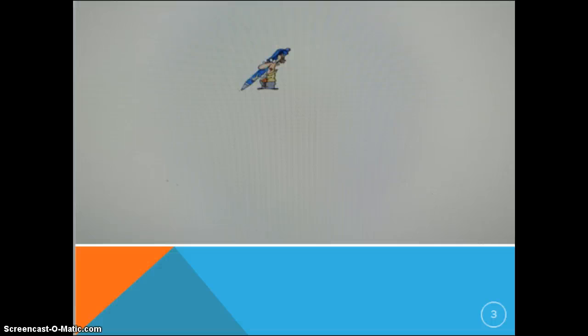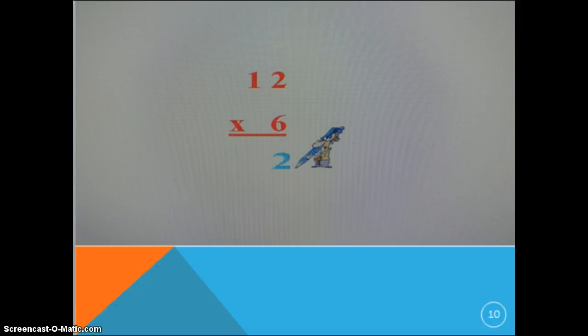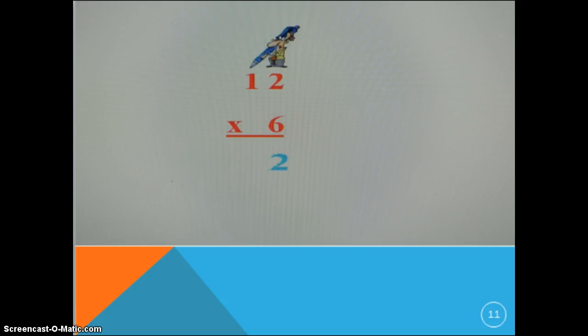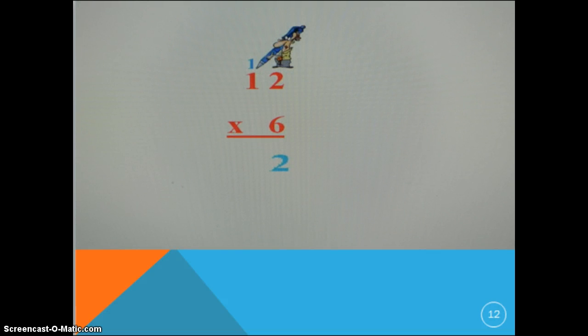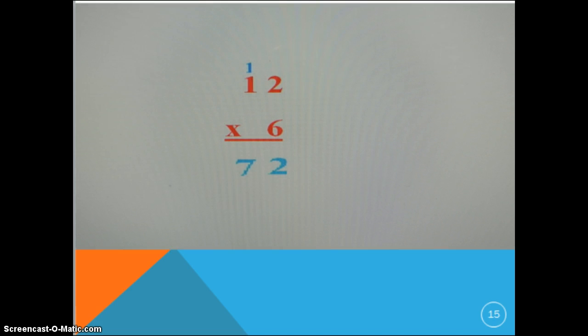Okay, let's go through that one more time in slow motion. If we multiply 6 and 12, what do we actually do? First, we multiply the 6 times the 2 and write that down. So 6 times 2 is 12. Carry 1. And 6 times 1 is 6 plus 1 equals 7. So we got 12 times 6 equals 72. Okay, that one we know.